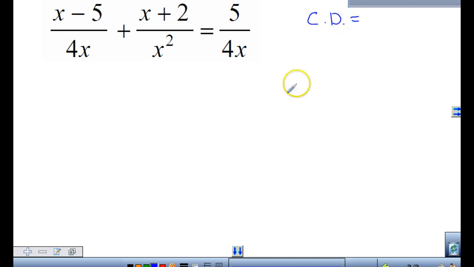Let's see, what do we got? We have x squared, a 4x, and a 4x, so yeah, we need an x squared. So multiply this one by x and x, 4 and 4. What am I missing right now? Before I do anything else, what else should I put up there?